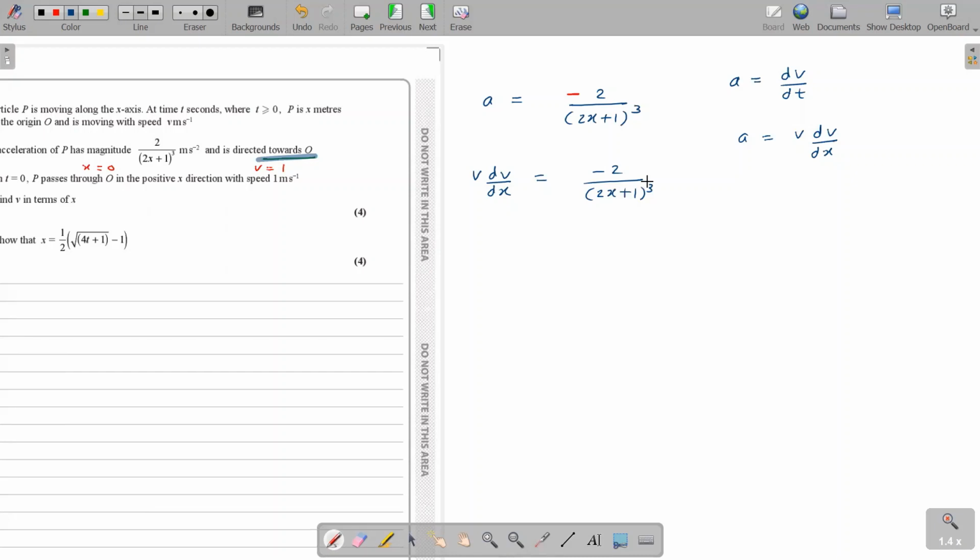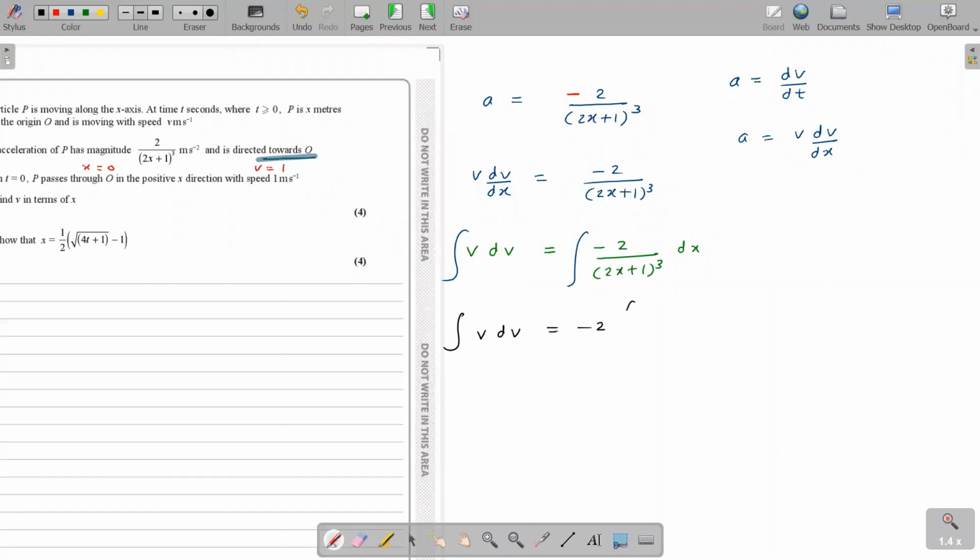So to get the velocity, I'll have to integrate. When you're integrating, you have to separate the variables, x terms on the side with dx and v terms on the side with dv. So then I'll take dx to the other side. I get here v times dv equals minus 2 over (2x plus 1) to the power 3 dx. Are you with me? So now we can integrate both sides. This side integrates with respect to v, the other side integrates with respect to x, but over here you have power 3 in the denominator. So before integrating, what should I do?